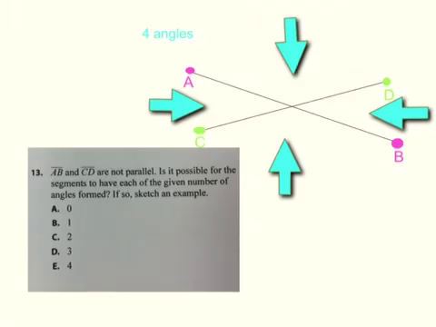So for E, it wants to know if we can have 4 angles. Now having two lines intersect, or if they were perpendicular, you could have 4 angles. Yeah, so 1, 2, 3, 4. 4 angles. So we put yes.